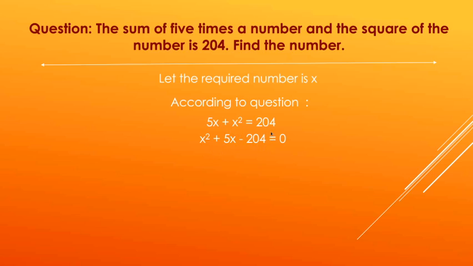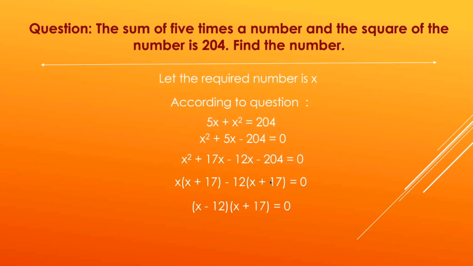We have to find two numbers whose product is 204 and sum or difference is 5. The numbers are 17 and 12. 17 times 12 is minus 204, as 17 is positive and 12 is negative, and their difference is 5x. So x will be common from these two values. x plus 17 will be within the bracket, minus 12 is common, and x plus 17 will be written in the bracket. So after taking common, we will have x minus 12 and x plus 17.